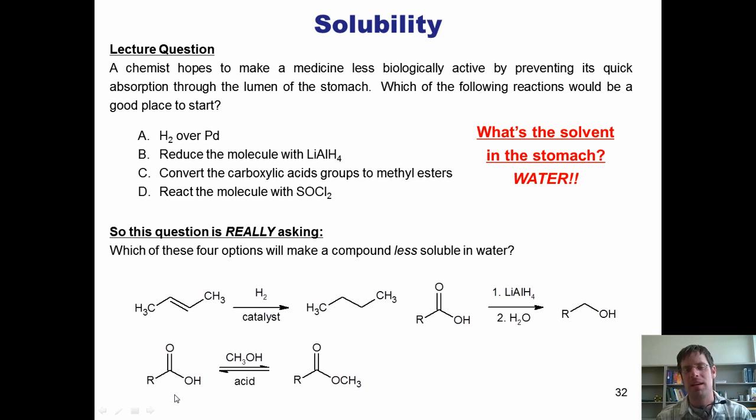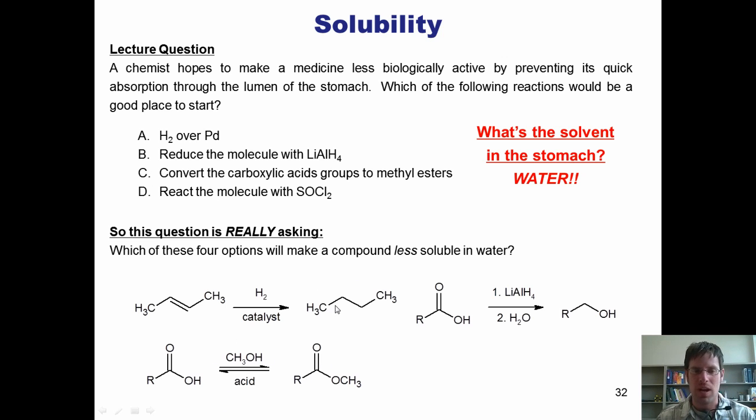Because of that, a lot of medicines that need to be absorbed quickly into the body have carboxylic acid groups installed on them. But what if I take away this H and replace it with a methyl? Is an ester soluble in water? Not by as much. The difference in solubility is going to be quite significant between these two. So if I were an organic chemist, and I am, trying to decrease a compound's solubility in water, this would be a really, really good way to go.